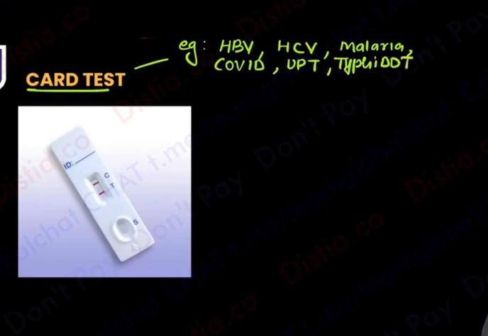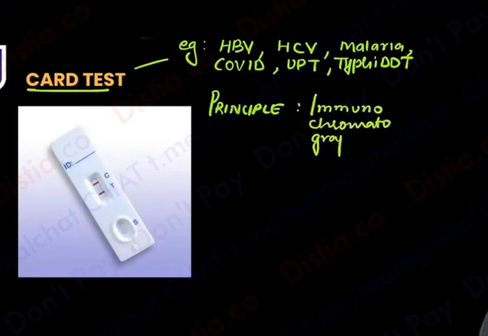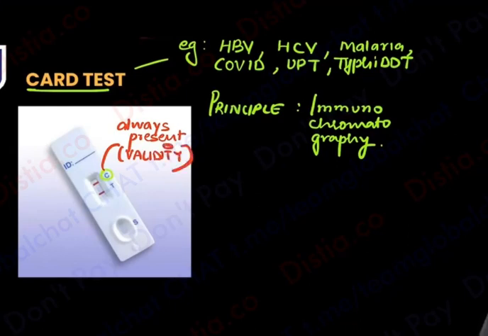What I want to tell you is, they will ask you what is the principle of this CART test and how do you read it. Principle is, it is based on ICT, which is immunochromatography. You will have a control line, which always has to be there. Please remember, the control line always has to be present, because this tells you that everything is going normal in your lab. It tells you the validity of the test. So this has to be there.